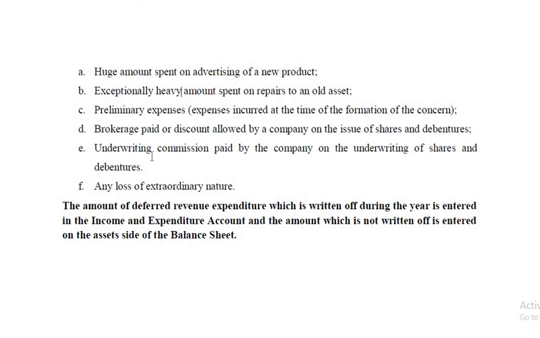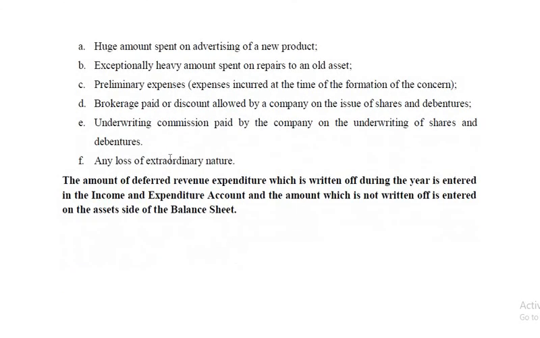On the other hand, if it is undersubscribed, then that portion of subscription which is not taken up by the public will be taken up by the underwriters. For that, they charge commission, that is called underwriting commission. Any loss of extraordinary nature. So all these are examples for deferred revenue expenditure.